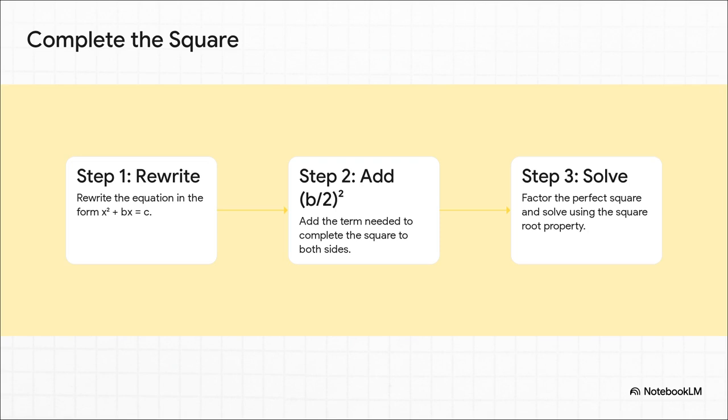And that brings us to tool number 2, completing the square. Now this one's a bit more of a workout, I'll admit, but it works even when factoring throws in the towel. The whole strategy is to basically force one side of the equation to become a perfect square.